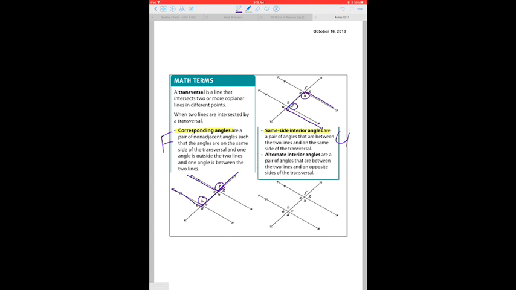And then alternate interior angles would be like B and H because they form a Z. We could rotate it around and we can still see these letters that help us remember each type. So corresponding angles form an F, same side interior angles form a U, alternate interior angles form a Z.